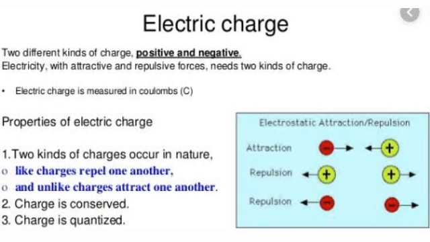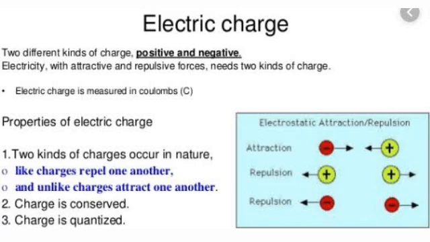Next, charges. Charge or electric charge is the basic property of matter that causes objects to attract or repel each other. It is carried by the subatomic particles like protons and electrons. In that, protons carry positive charge and the electrons carry negative charge. So, there is a force of attraction or repulsion between the charges. Unlike charges attract each other and like charges repel each other.